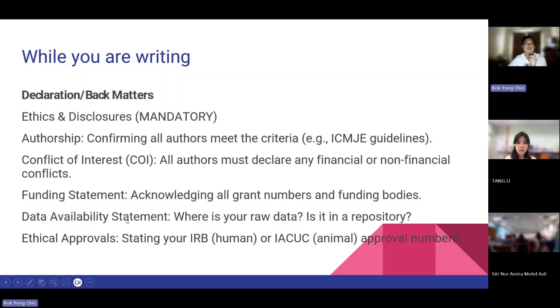And then ethical approval, you state your IRB number and also animal approval number in ethical approval. Sometimes you already stated it in your manuscript, but you have to repeat it again in the declarations. And also, if you are getting human subjects, you have to disclose whether informed consent has been provided before they join the studies. So declaration is very important. Anything wrong in the declarations sometimes will lead to direct rejection of your manuscript.